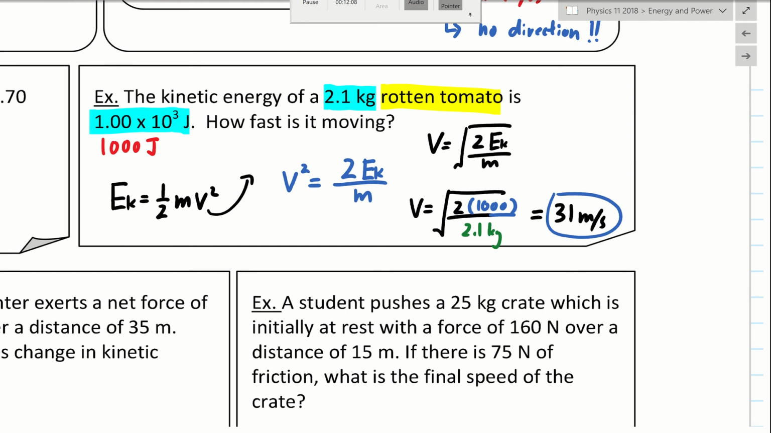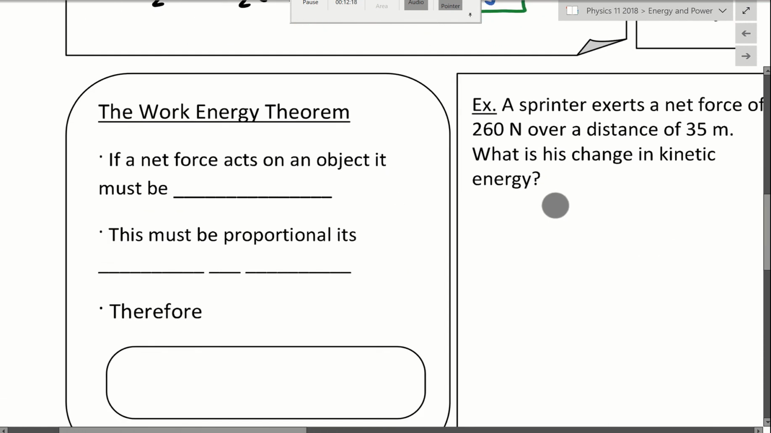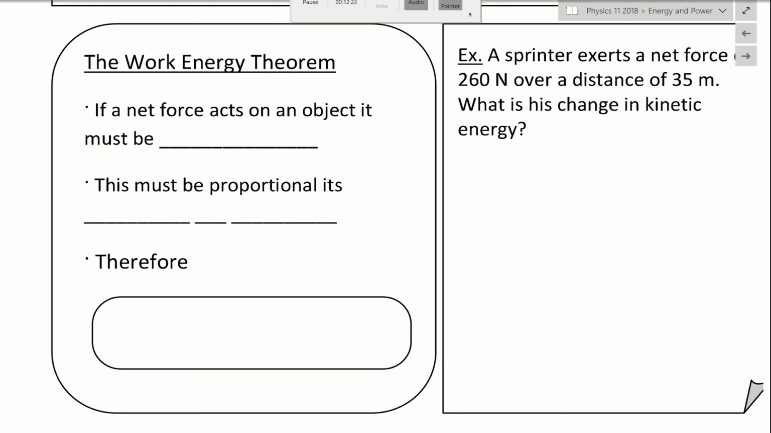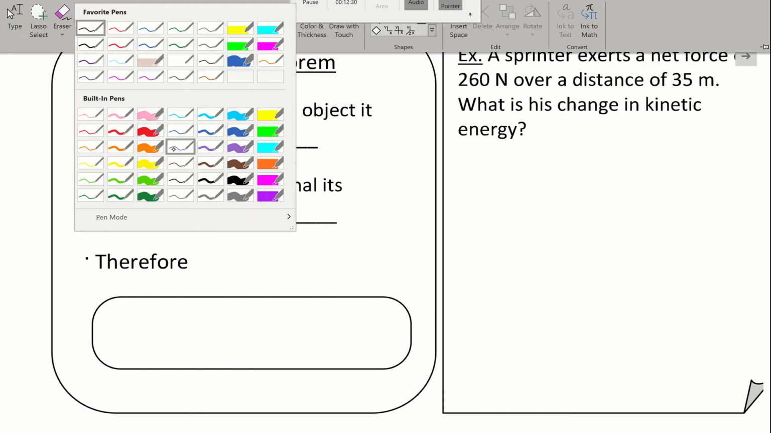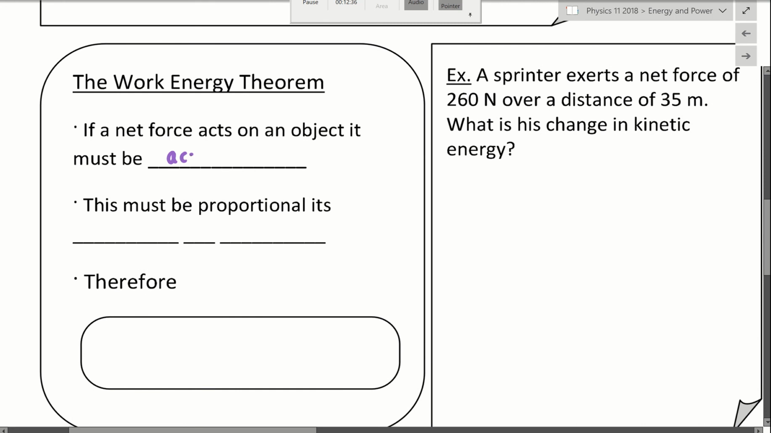All right, moving on. Now there is another way to find kinetic energy, if you don't know the speed, if you don't know how fast the object is moving. We will start the argument by doing this. If there is a net force acting on an object, then the object must be accelerating, right? If there's an unbalanced force, you must have acceleration, because F equals ma.